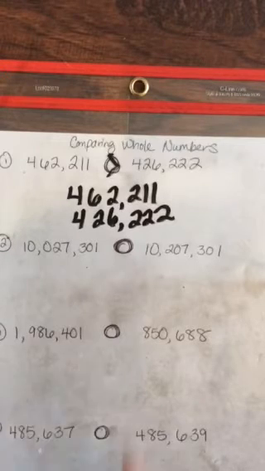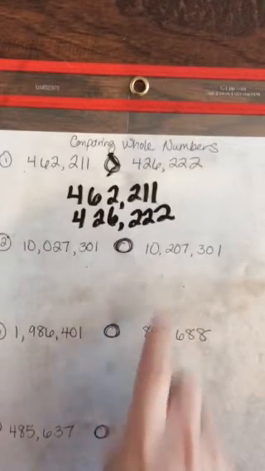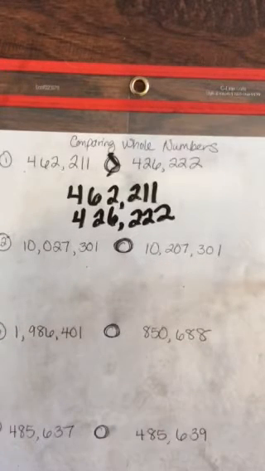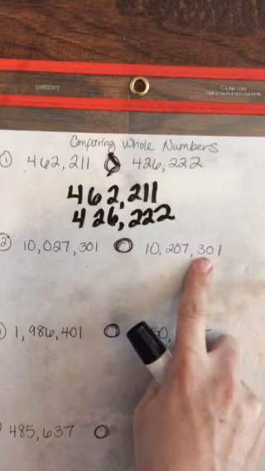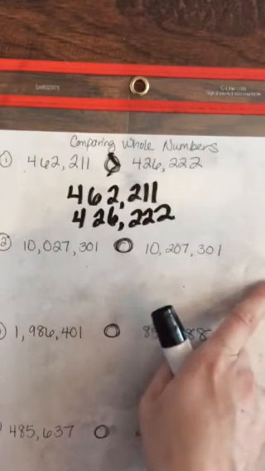Moving on to our second example, we have 10,027,301 versus 10,207,301. Notice that I didn't say the word and. When we say and, we're talking about a decimal number. It's really hard to say this number without saying and, but we can't say and unless it has decimals that follow it.